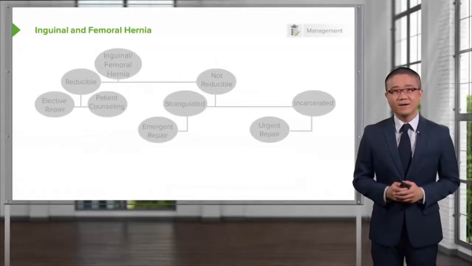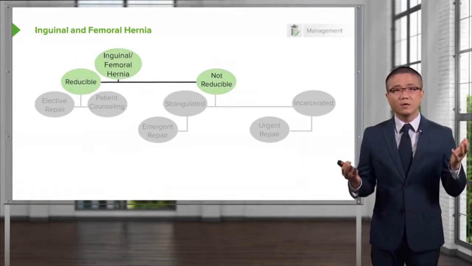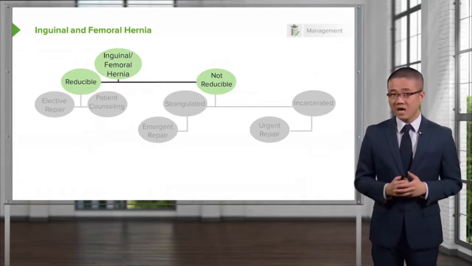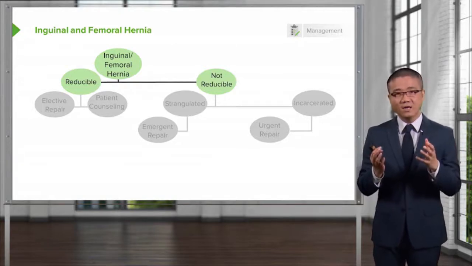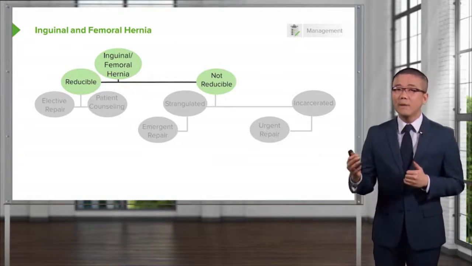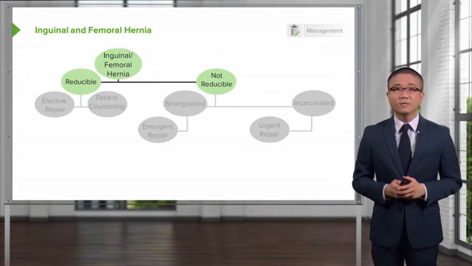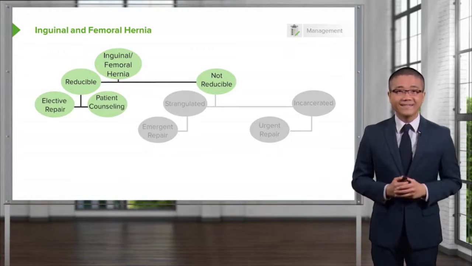Here's a management schema of inguinal and femoral hernias. As a surgeon, I consider hernias, both inguinal and femoral, as either reducible or not. And the reducible hernias, you can buy a little bit of extra time. The patients who are not reducible may need surgery more urgently. Let's look at a patient who has a reducible hernia. Those patients, I can offer an elective repair and I counsel the patient.